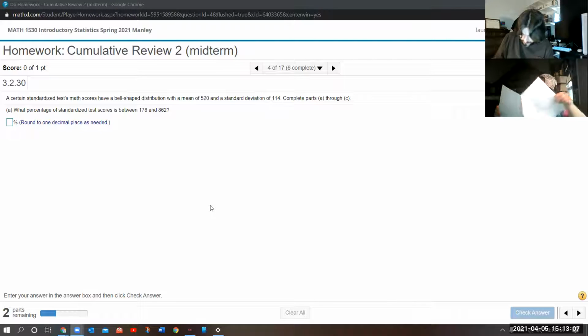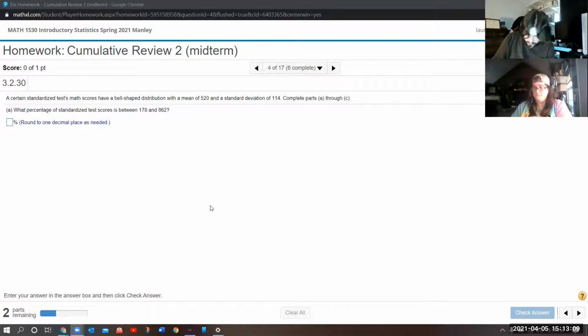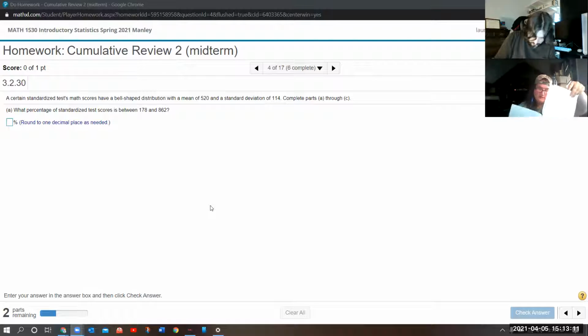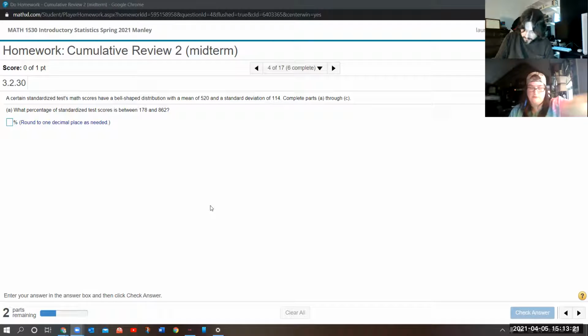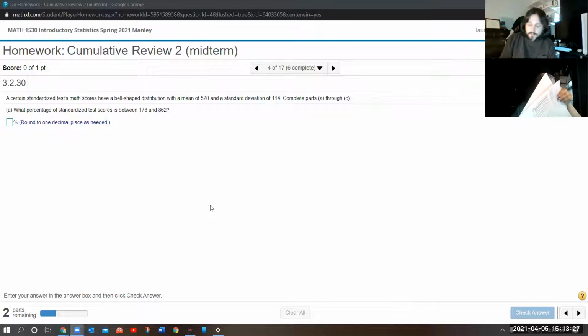Empirical rule is always a huge pain because you have to draw. Yes, I agree. Well, sometimes you don't have to. Some teachers print out these templates that you can work on, and I wish more teachers did that. Yeah, me too. Let's see. Which page is this on?